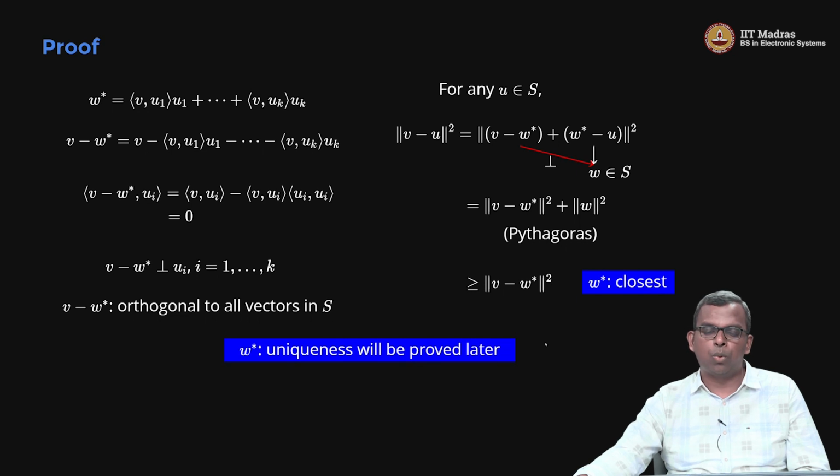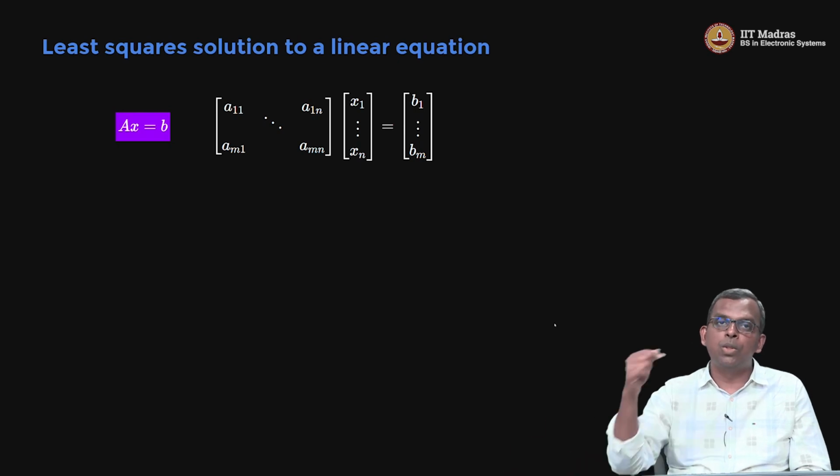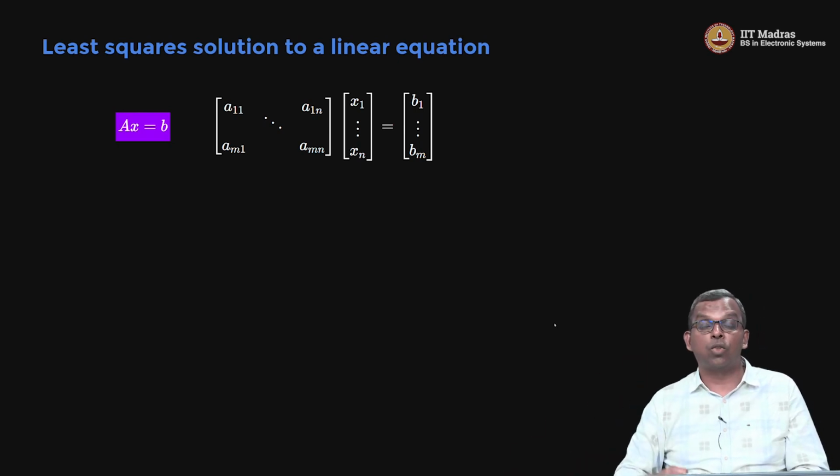Okay, the uniqueness we'll prove later. It's sort of like an artificial thing. In the way I gave you the answer, it seems unique, but it's good to prove it. We'll prove it later. Okay, so how do you use the closest vector in a subspace to solve the linear equation?